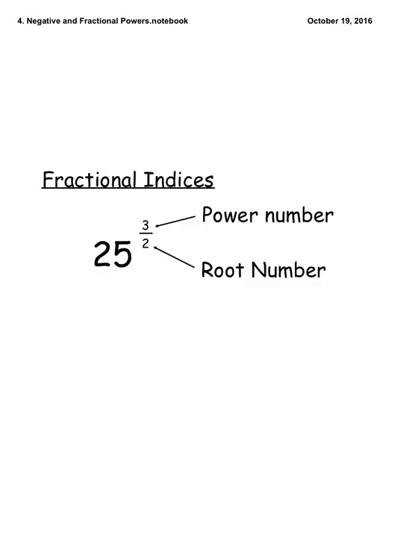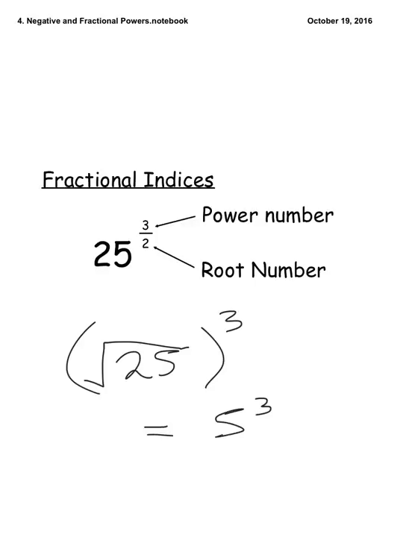So in this case, 25 is being square rooted because there's a 2 on the bottom of the fraction. And then the answer to that is being cubed because there's a 3 on the top of the question. The square root of 25 is 5, so our final answer is going to be whatever 5 cubed is. And that's 125. 5 times 5 times 5.